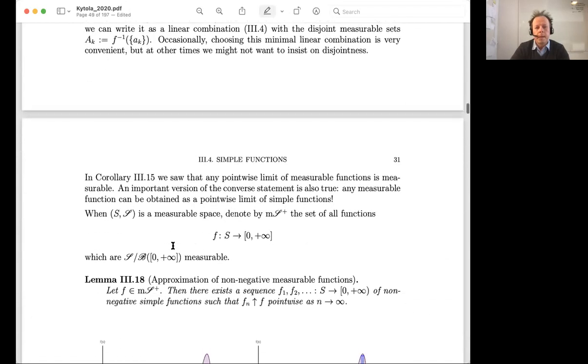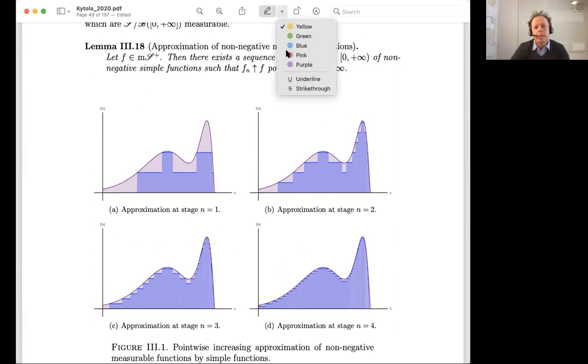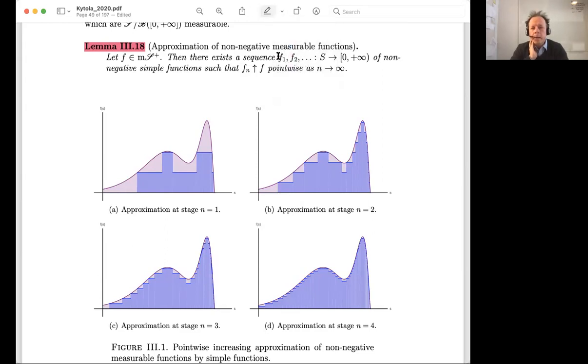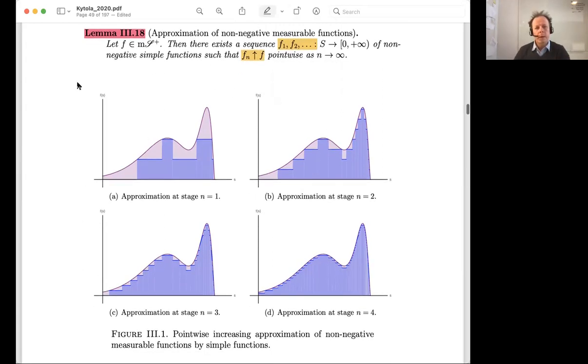And then here is the key lemma that tells how to do an approximation. So assume that f is a non-negative function which is measurable. Then the claim is that there always exists a sequence of finite range functions such that they converge pointwise and in a monotone fashion to the function. And here is a picture made by Professor Kytölä, and it tells you how to do it.